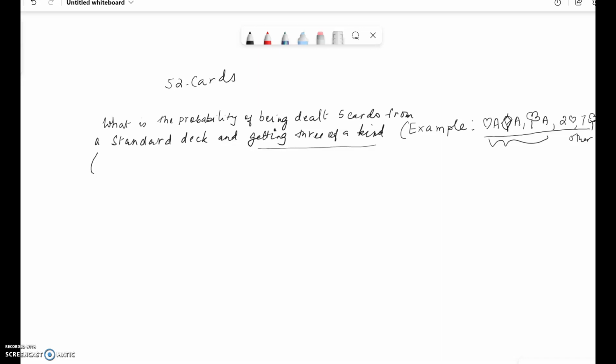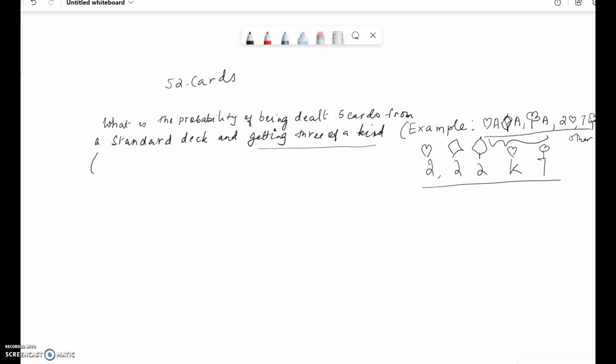So for example, if I get a 2, 2, 2 of different types, like let's say hearts, diamonds, and spades, and then any other cards like a king of hearts and 7 of clubs. Okay, so that would be a 3 of a kind. That's what we mean by 3 of a kind.